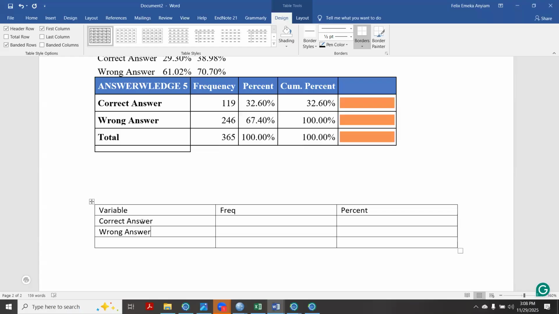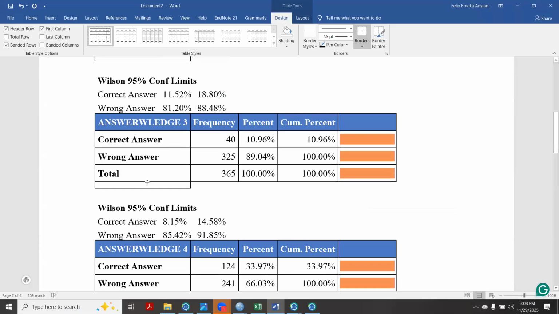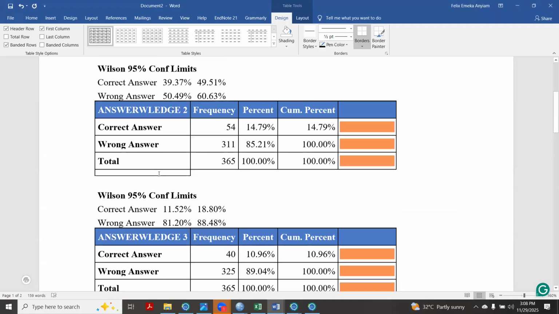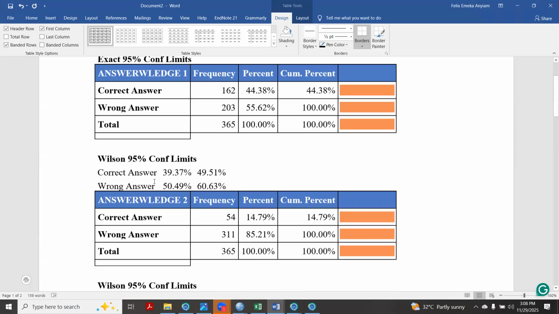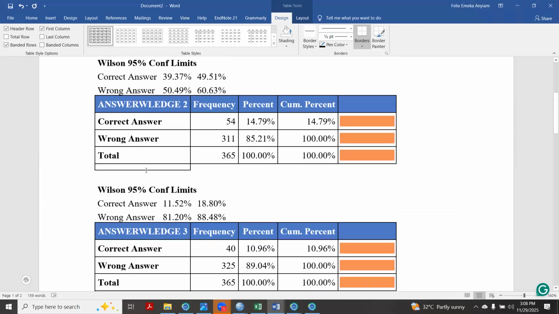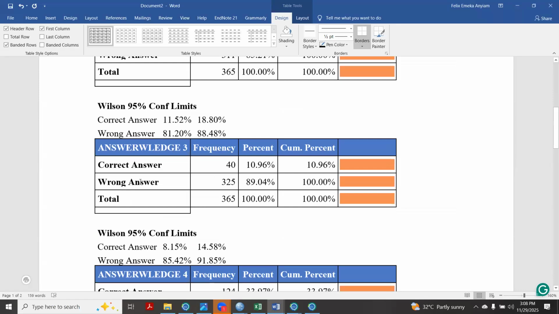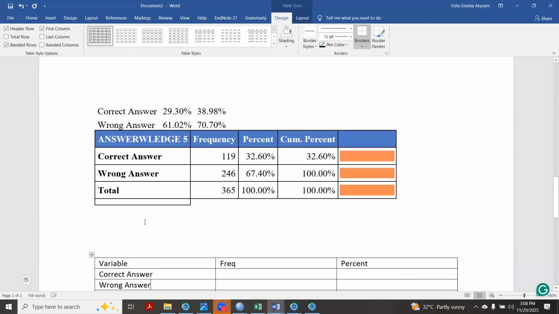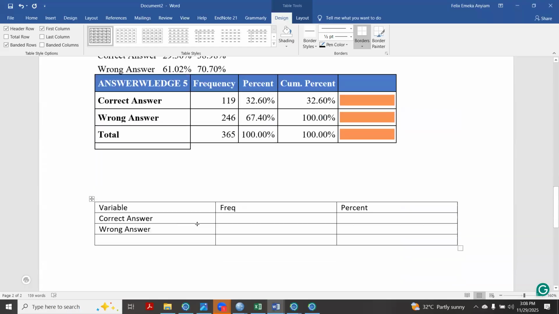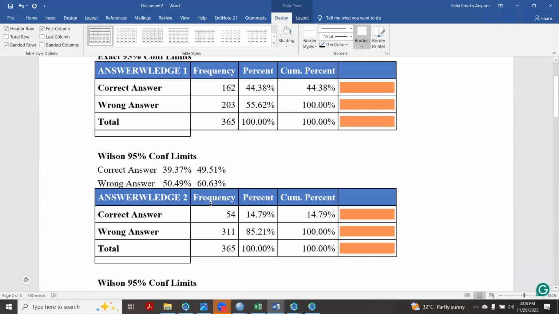Your correct answer now, you have to add all of them manually. That's why I say there's a manual stuff here. So for the correct answer, you have 162 plus 54 plus 40 plus 124 plus 119. That gives you a total of 499. You now do the same with wrong answer.